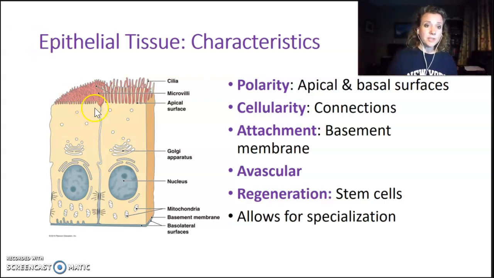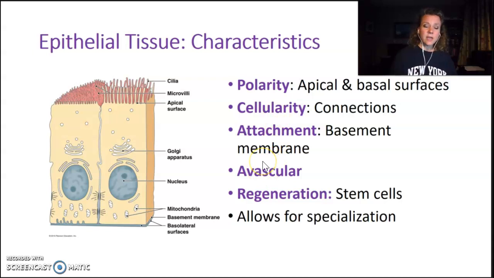And so in my picture here, the top portion of the cell, this is the apical portion, it's the part that has the cilia. The basal portion of the cell is the bottom portion, and this is the part that connects to a basement membrane. So that's the attachment characteristic that I have listed here. The cells that make up epithelial tissue are physically connected to each other. We're going to talk about gap junctions, spot desmosomes, and hemidesmosomes.